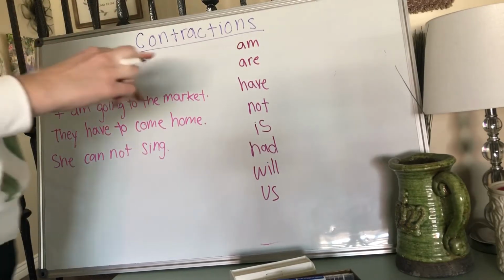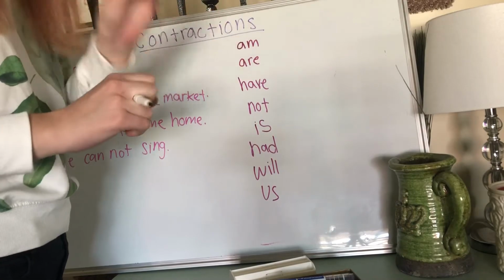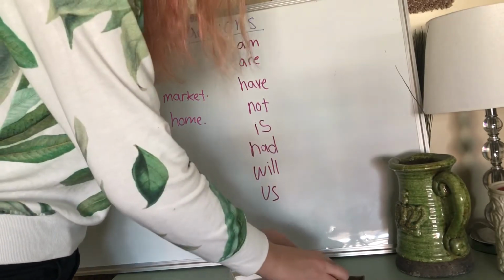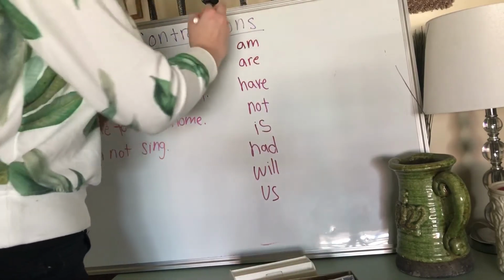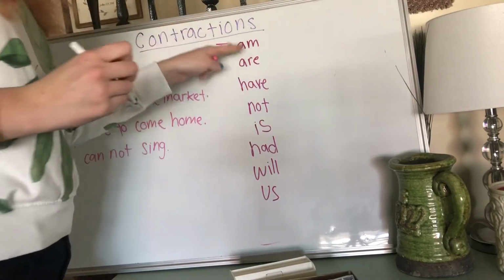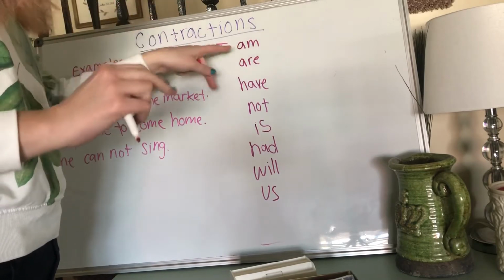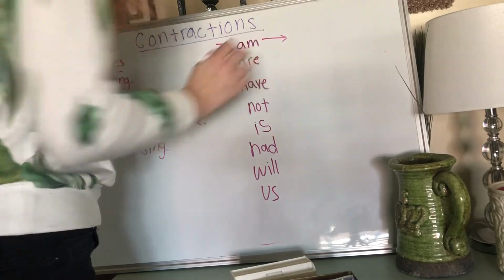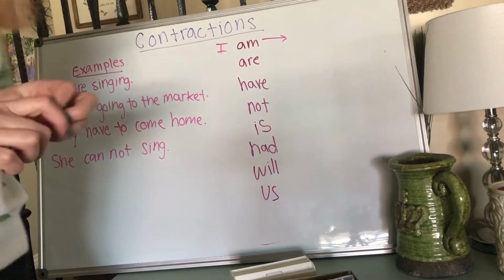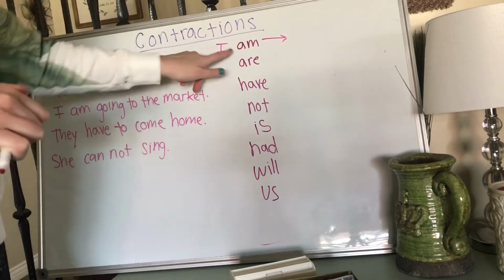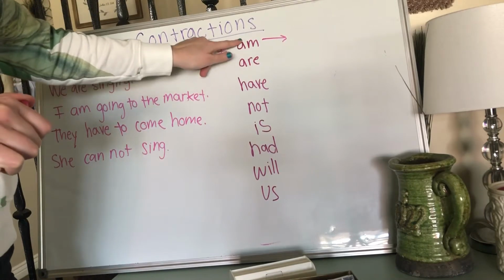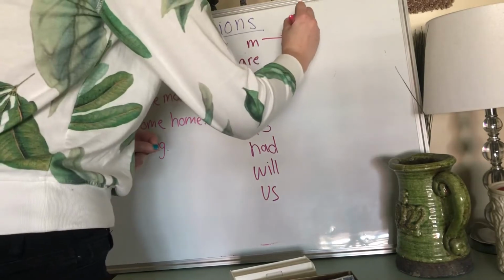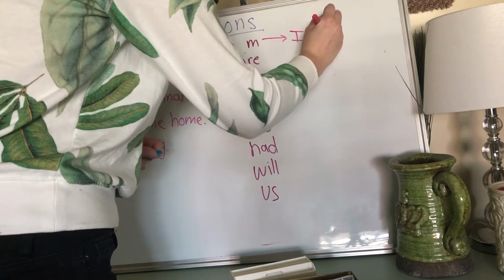So we'll just start off here by showing one of the words of our two words. Let's just do an example right off the bat. Let's say we have I am. Two words, I and am. If we wanted to contract these or put them together, there's two steps. First step is we have to remove one letter. In this case, we're going to remove the letter A, and we're going to replace it with an apostrophe. So now we have I'm.